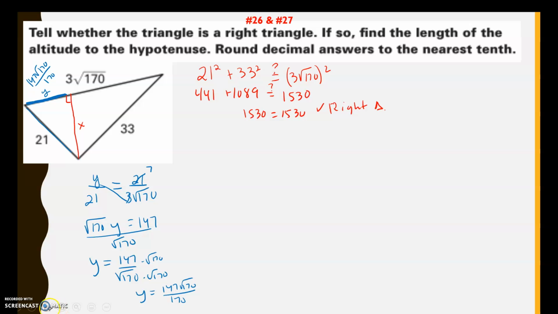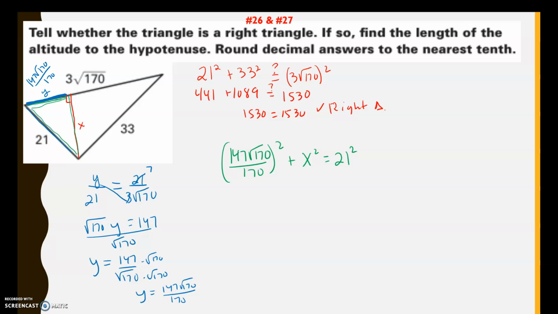Now, how does that help us? Well, I'm going to use that to help me find my value of x here. I'm going to use the Pythagorean theorem with this triangle here. So I'm going to have my leg, which I just found, 147 rad 170 over 170. So that's going to be my a squared plus b squared, and that's equal to c squared, my hypotenuse, 21 squared. So again, I'm looking at this right triangle, and I have my 2 legs and then my hypotenuse, 21.